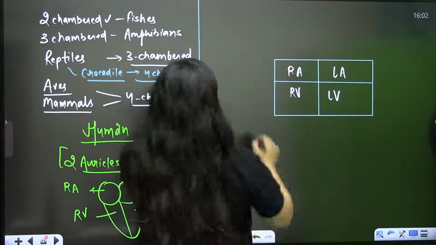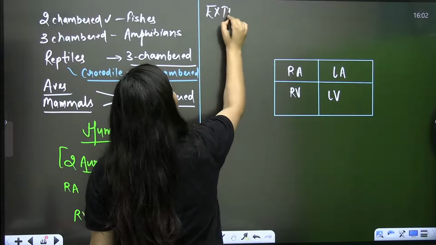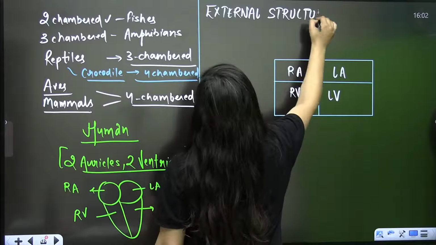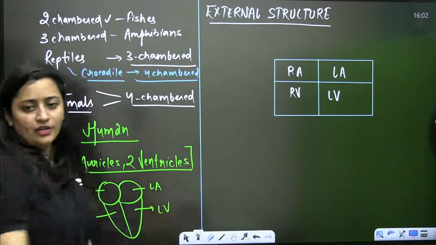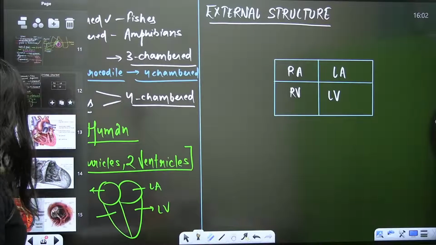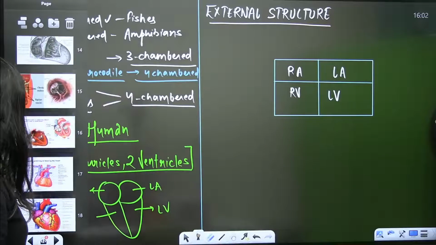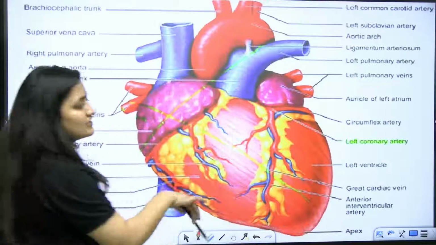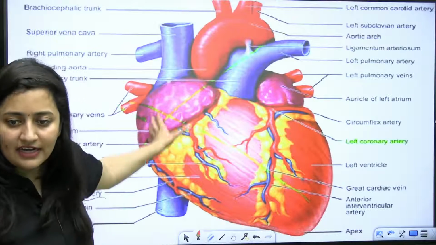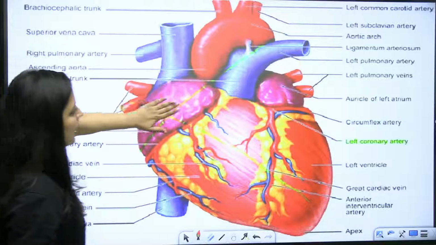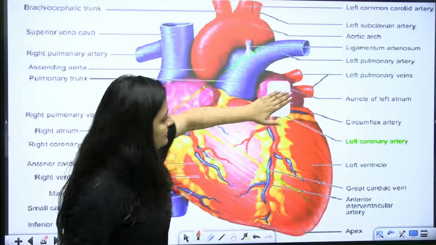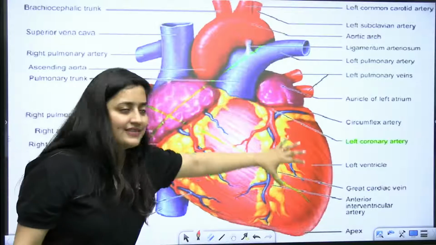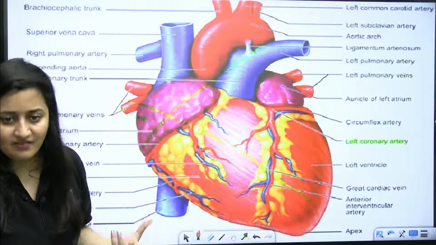Now let's start with the external structure first. There is nothing much that you need to know about it, and I'll explain it with the help of one diagram. Look at this external structure. Your heart looks like this. The 2 upper chambers are the auricles. The 2 lower chambers, comparatively having more volume than the auricles, are the ventricles.